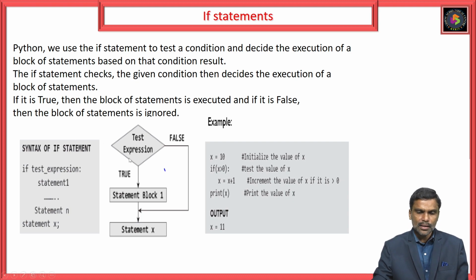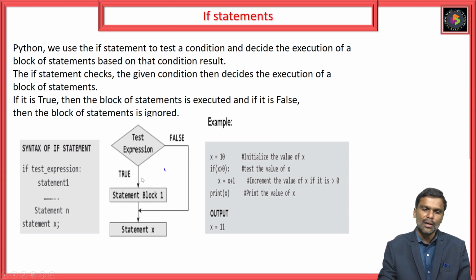Here you can see a simple example with a flowchart and syntax. First, if is a keyword that should be written, and then the test expression which we want to evaluate should be written, then the statements. If the expression is true, then only the respective block of statements will be executed. If not, it will ignore it. So this is regarding the if statement. In the flowchart I have given the test expression. If the expression which you are evaluating is true, then only it will go for the block 1 statements. Otherwise, if it is false, it comes out of this if statement.